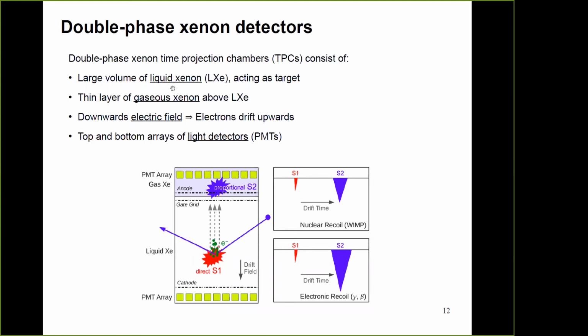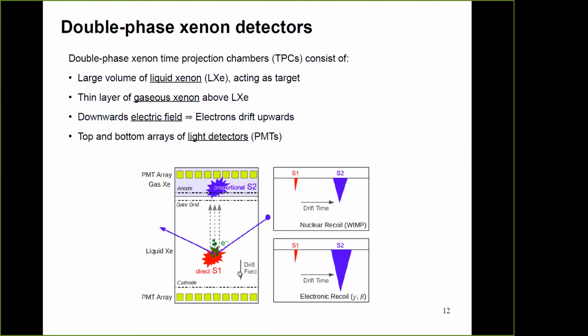So the components that are necessary in these detectors are the following. First we have a target, a large target, as large as we can, of liquid xenon. It's what is shown here. So that's our target, and that's liquid. And on top we have a layer of gaseous xenon. So this is why it's a double phase detector. We have these two parts. Then we have an electric field, which is downwards, that would drift electrons upwards from the target of liquid to the gaseous part. And that's achieved by these grids that are shown.